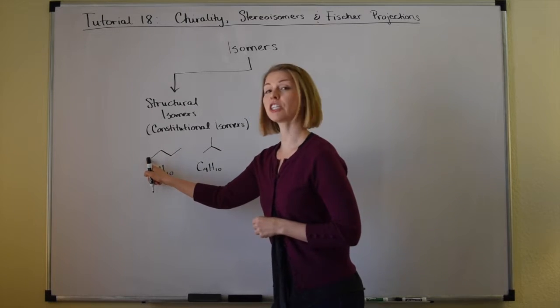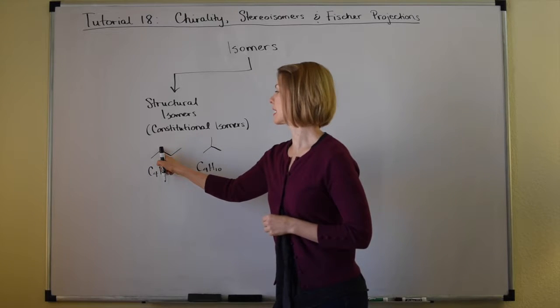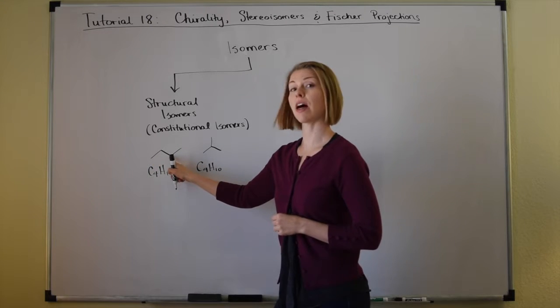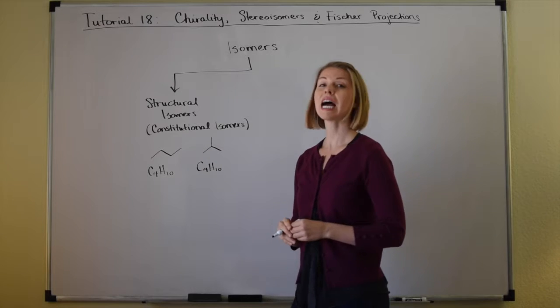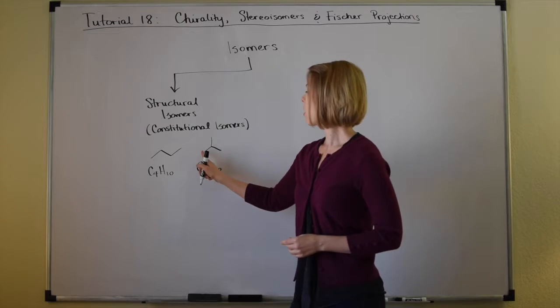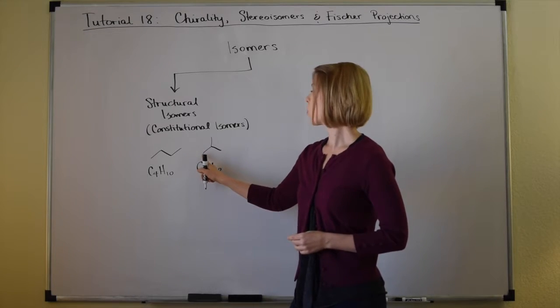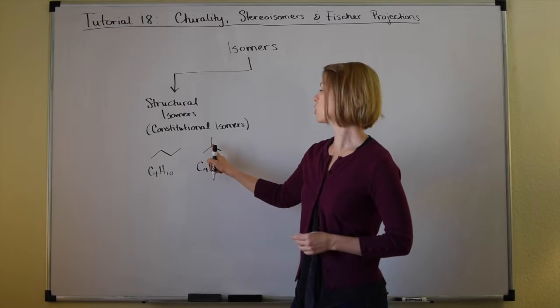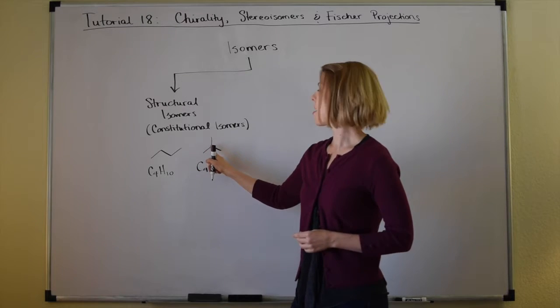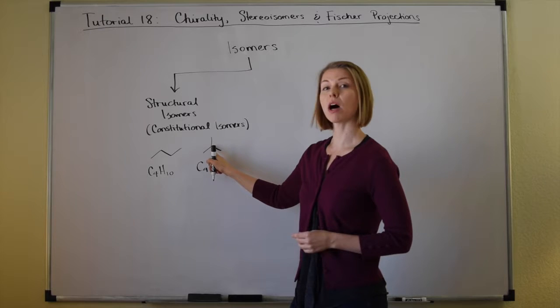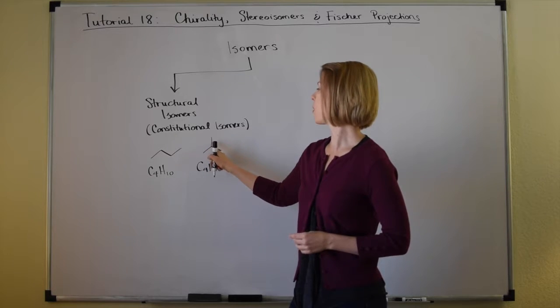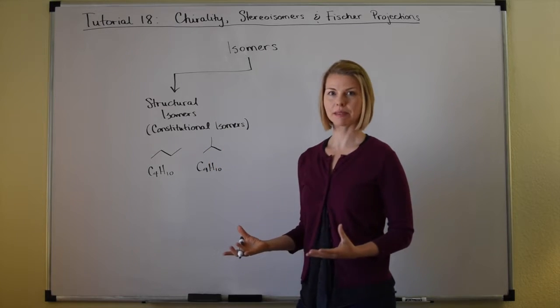Here we have a CH3 connected to a CH2, connected to another CH2, and finally a CH3. Over here in the 2-methyl-propane, we have a CH3 connected to a CH, and that CH in the middle of that molecule is then connected to 2 other CH3s.